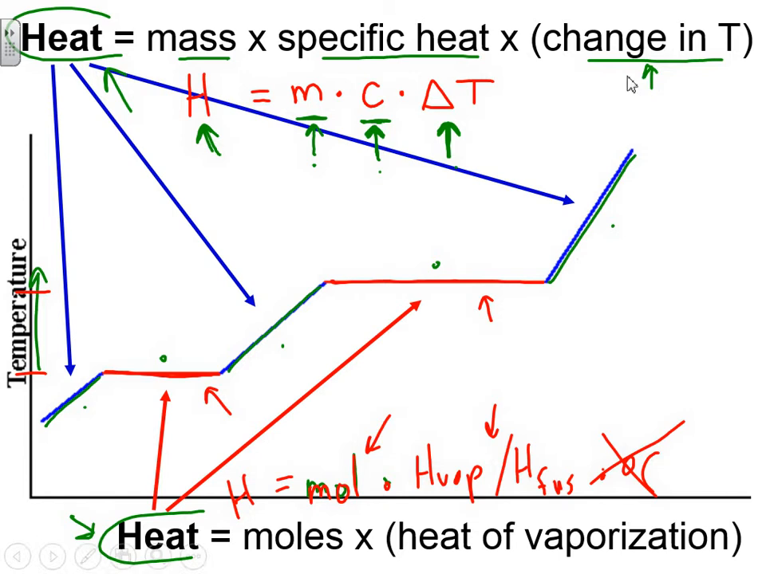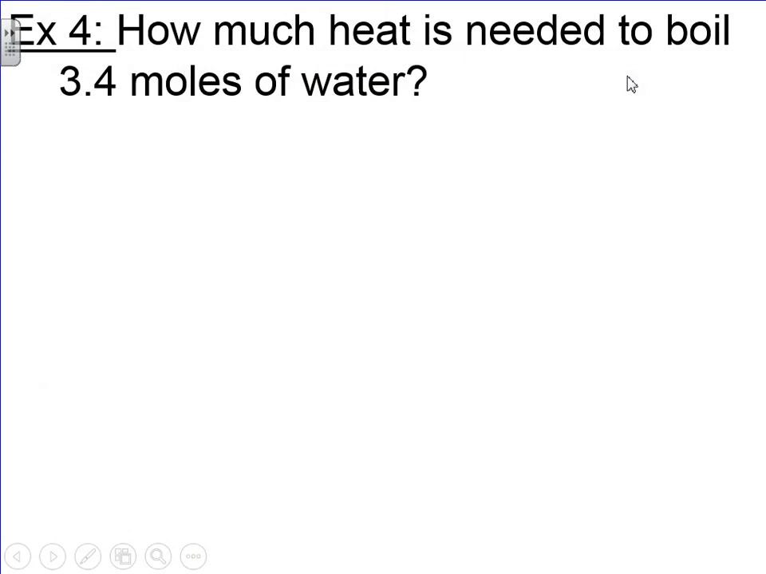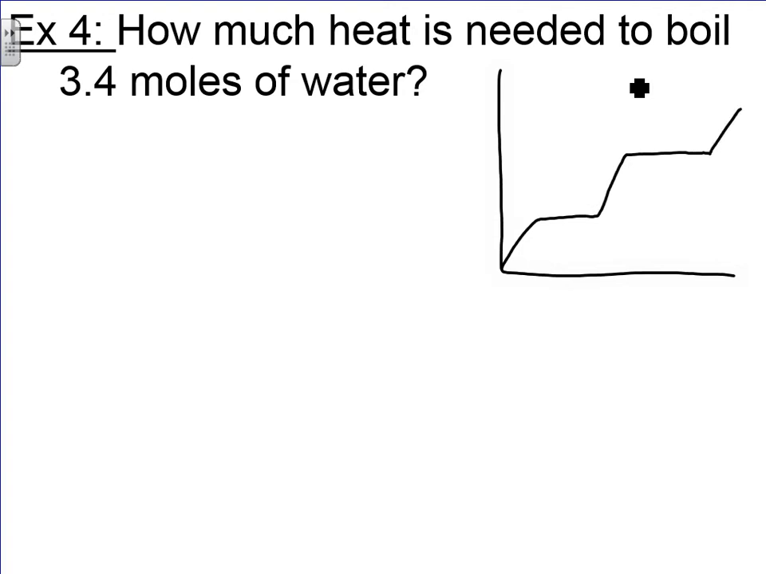Okay, let's go ahead and dive right in, and we will be able to do some calculations. The first example asks how much heat is needed to boil 3.4 moles of water. Now the question is, which portion of the heating curve are we going to use? Here's the heating curve of water. We're boiling, so which portion are we referring to? We are referring to this portion right here. That portion is going to use the equation that has moles times heat of vaporization. So heat would be moles times heat of vaporization. That's the equation that we're going to use.